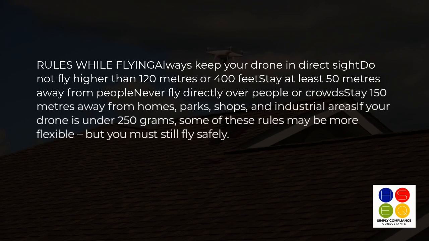Rules while flying. Keep your drone in direct sight. Do not fly higher than 120 meters or 400 feet. Stay at least 50 meters away from people. Never fly directly over people or crowds. Stay 150 meters away from homes, parks, shops, and industrial areas. If your drone is under 250 grams, some of these rules may be more flexible, but you must still fly safely.